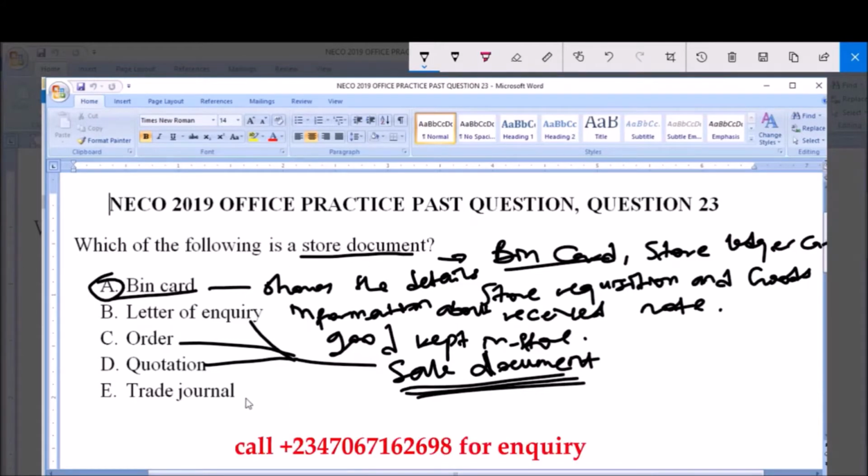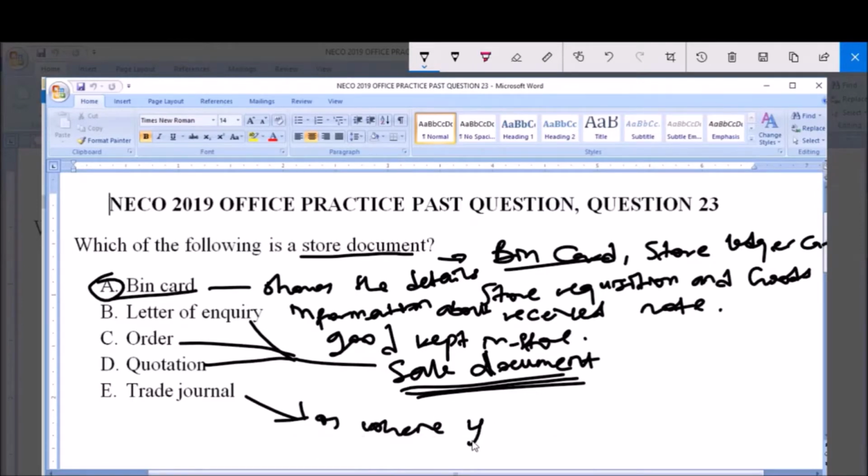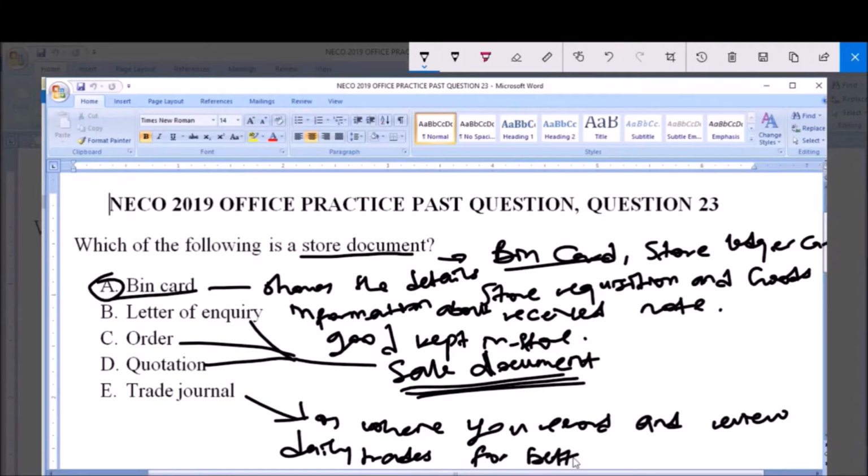Now E here says trade journal. Trade journal is where you record and review daily trades for better output and future reference.